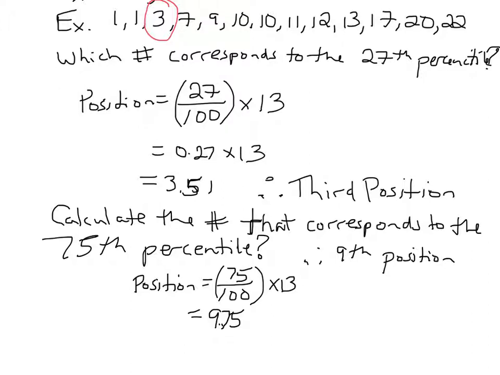If we count it out, 1, 2, 3, 4, 5, 6, 7, 8, 9, our answer is 12. 12 is the number that would be the 75th percentile for this data. So you can see the first time it was the same number, but it's not always the same number.